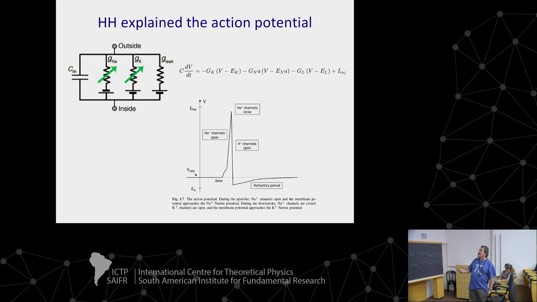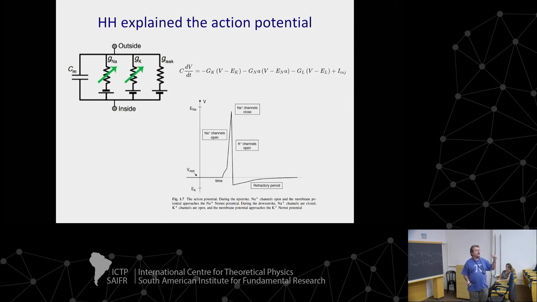But then at the peak, the sodium channels close. At the peak and then in the downwards phase, the sodium channels start to close. So what was previously a positive feedback becomes a negative feedback. And then the sodium channels close, and the potassium conductance continues to increase. The sodium conductance decays to nearly zero, and this explains the refractory period that I mentioned to you yesterday.